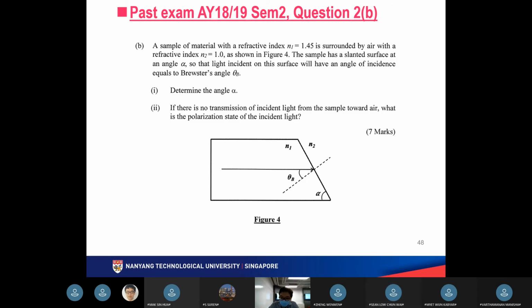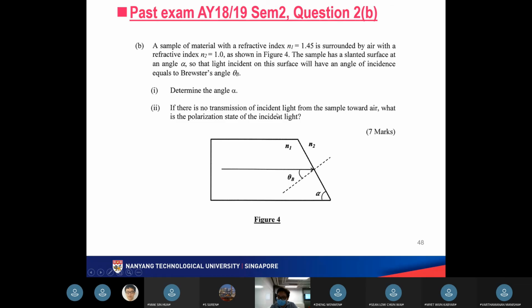N2 divided by N1? Yes, it should be N2 divided by N1. Always the transmission side divided by the incident side. Okay, so this is actually the first question. Once you get tan theta B, this is alpha, this is also alpha. Alpha plus theta B should equal 90 degrees. You will be able to get what alpha is. This is the first question, okay?